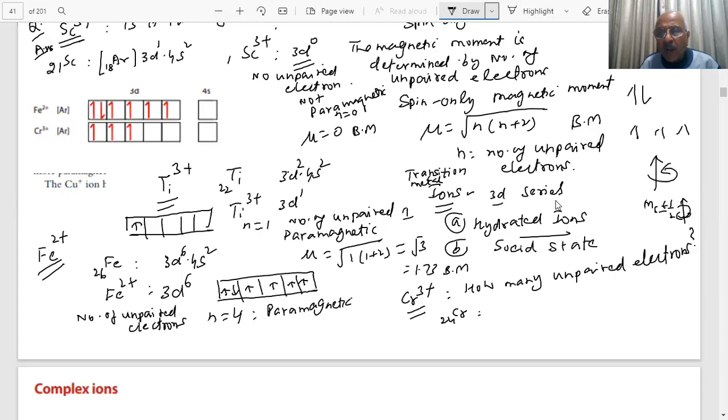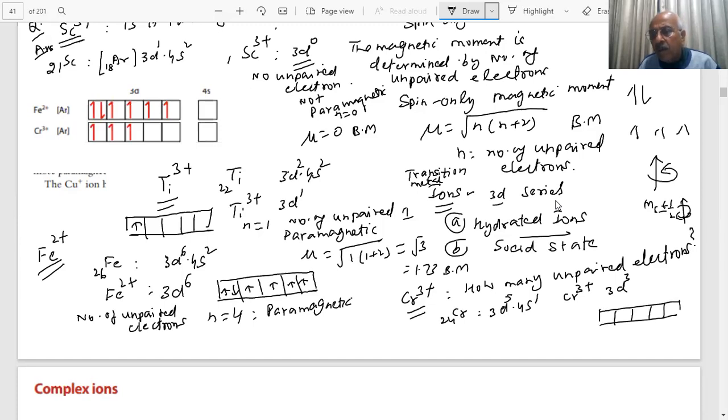How do you write the electron configuration of chromium valence shell? Here there is an exception. We have told you 3d5 4s1. Now when I write chromium 3 plus, what will be the d count? 3 electrons are lost, 1 from 4s and 2 from the 3d. What will be left? 3d3. How many unpaired electrons will be there?